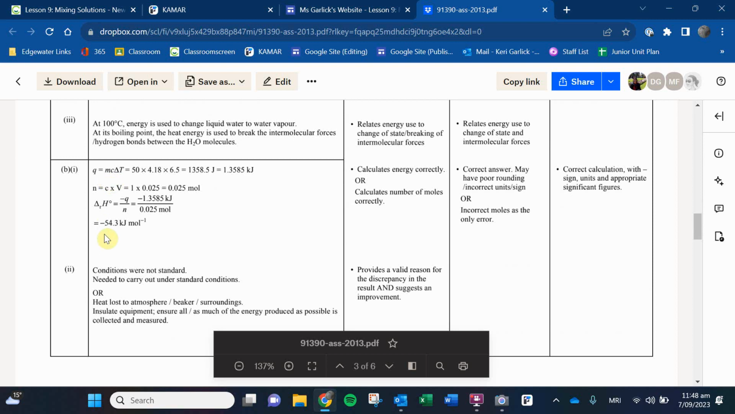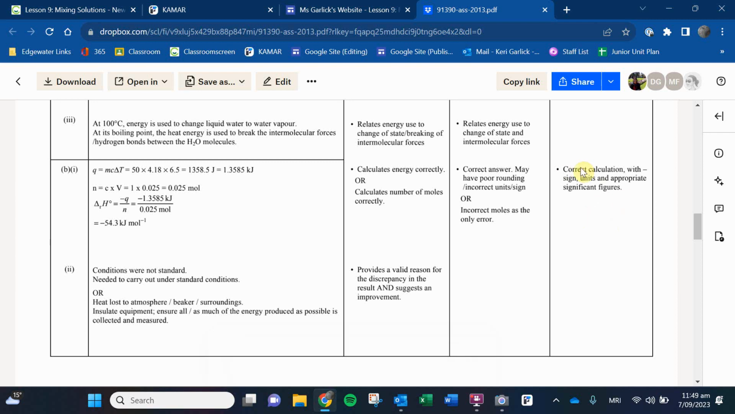Question number 2, we got the same answer, negative 34.3 kilojoules per mole. If you got the correct calculation with the significant figures and the units and the sign, make sure you have the negative sign on there. That was an excellence point. Yep, because it's an exothermic reaction.